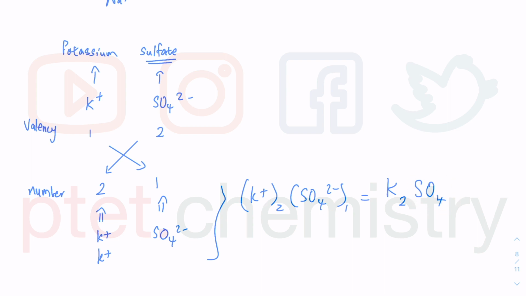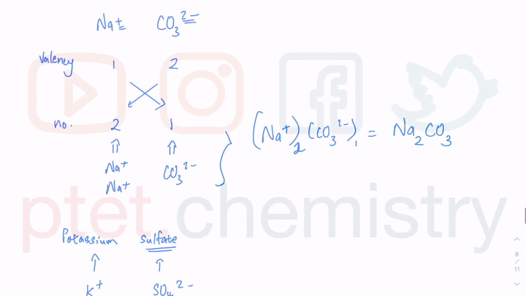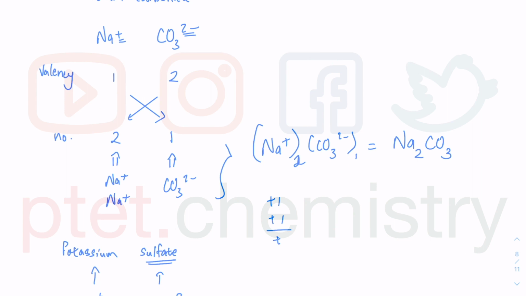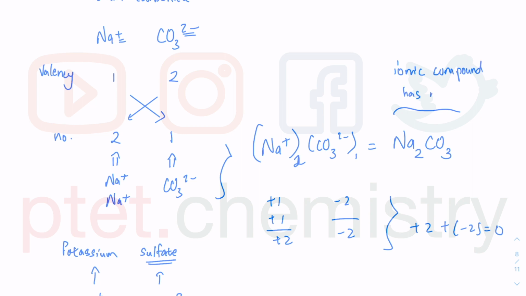The charges must balance out. As you could see, plus 1 times 2 equals plus 2. This one is minus 2. So plus 2 and minus 2 overall, no charge. Compounds have no charge. Ionic compound consists of positive ions and negative ions, but the overall ionic compound has no charge. Plus 2 plus minus 2 equals 0. Again, ionic compound has no charge. Every single compound, including ionic or covalent compound, has no charge. And that is the purpose of doing this crisscross, because you want to cancel out the charges, the total positive and the total negative, to give you an ionic compound with no charges at all.